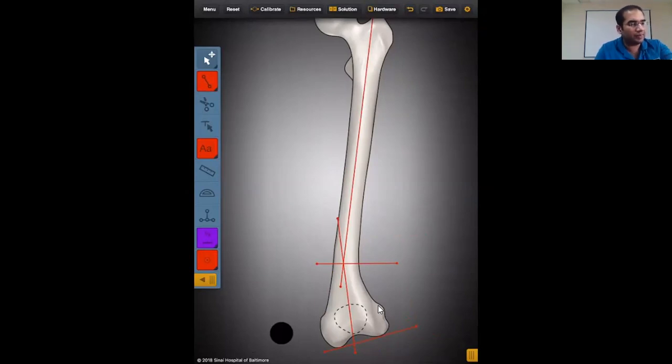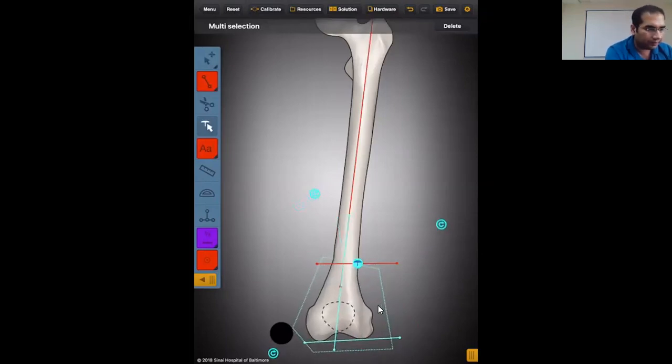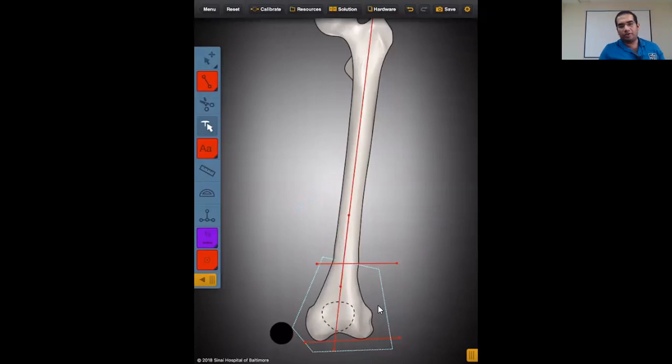So in this scenario, I plan to do an osteotomy. What will happen if I do an osteotomy at this level? So I plan to do a closing wedge osteotomy, and I've done a closing wedge osteotomy. After closing the wedge, I can simply fix this by doing a retrograde nail. I can pass a retrograde nail and that would correct my deformity. Okay.